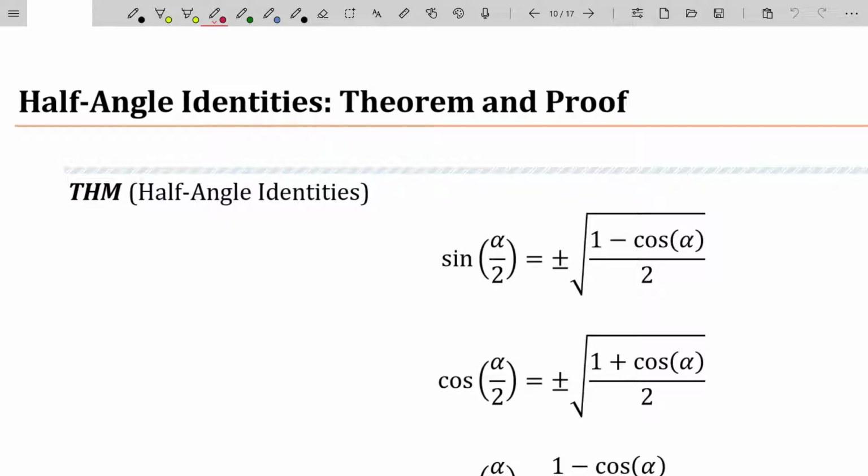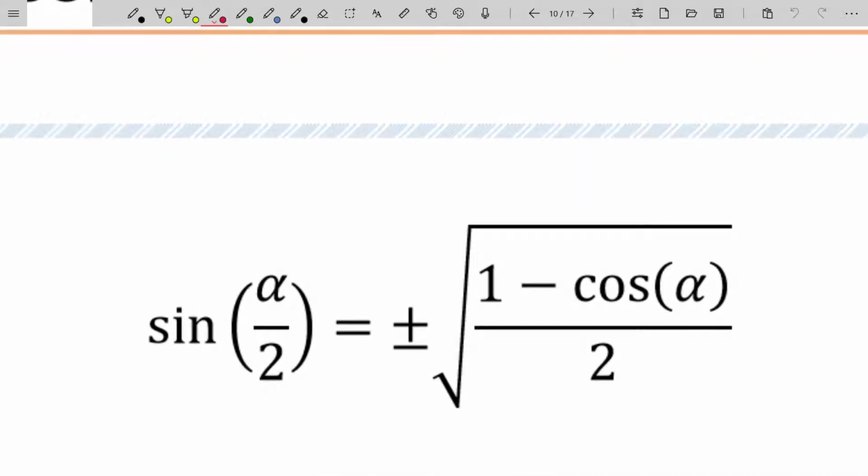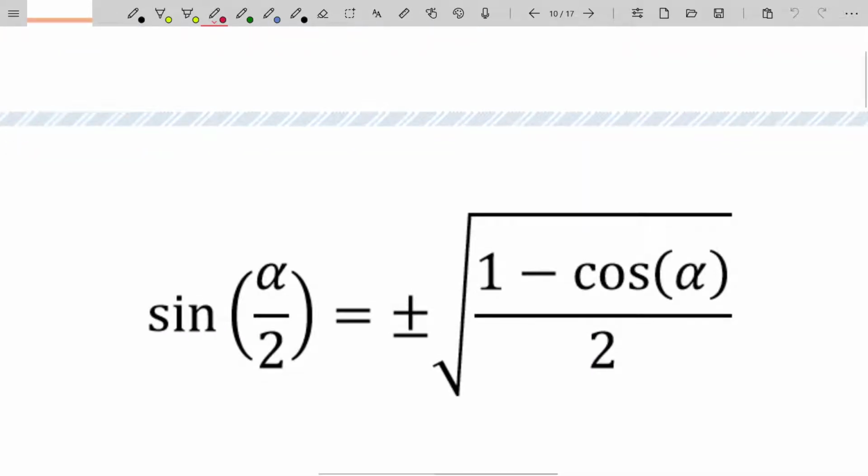The half angle identities are as follows. The sine of an angle over 2, basically the sine of half of an angle, alpha over 2, is plus or minus the square root of 1 minus the cosine of the regular angle, all over 2. Very important to notice here, that 2, which is in the denominator, is under the square root as well.